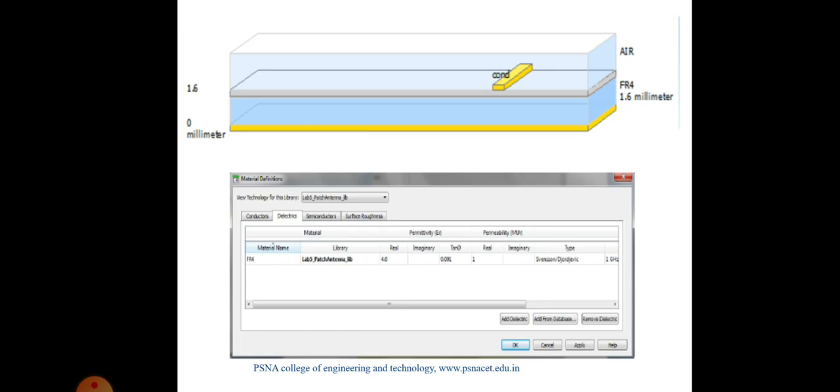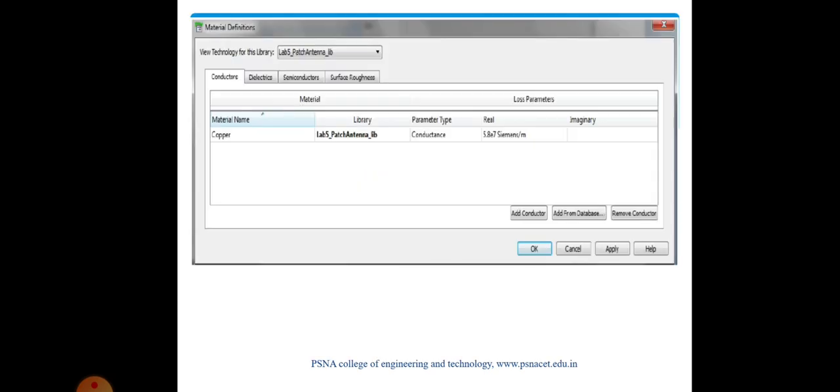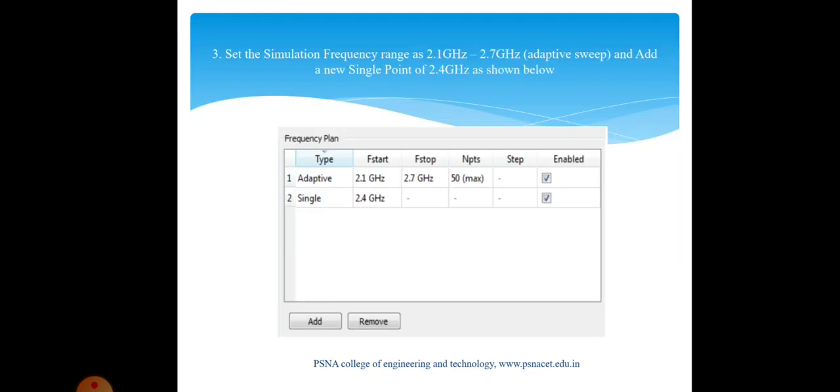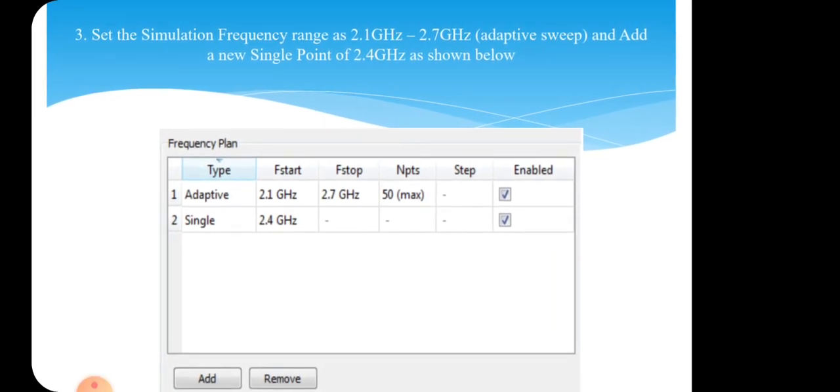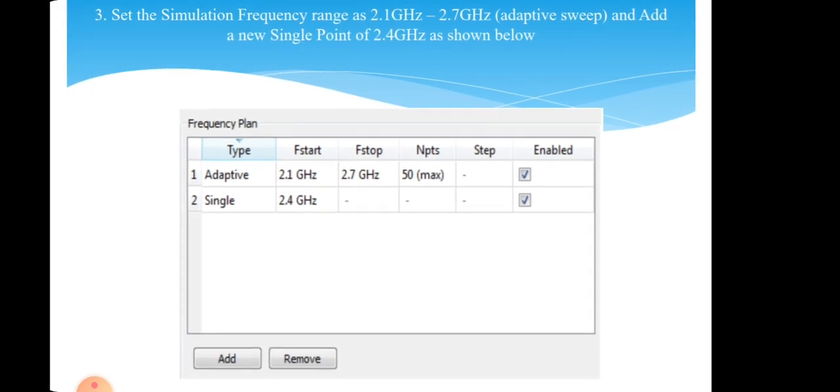It will go for the simulation. We have to select the operating frequency, then we have to go for a simulation. Here there are two points that we have to show, that is adaptive and single point simulation. Adaptive means from the starting frequency to the end frequency we have to supply. Here we have given 2.1 to 2.7 gigahertz with 50 points in between, and I have designed an antenna for 2.4 gigahertz, so I can select a single point over here to operate only at 2.4 gigahertz.